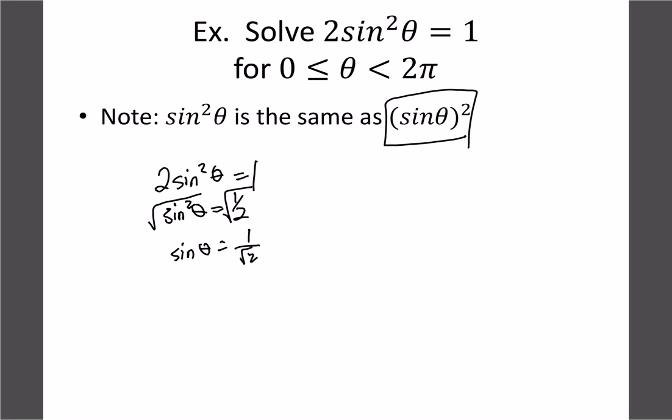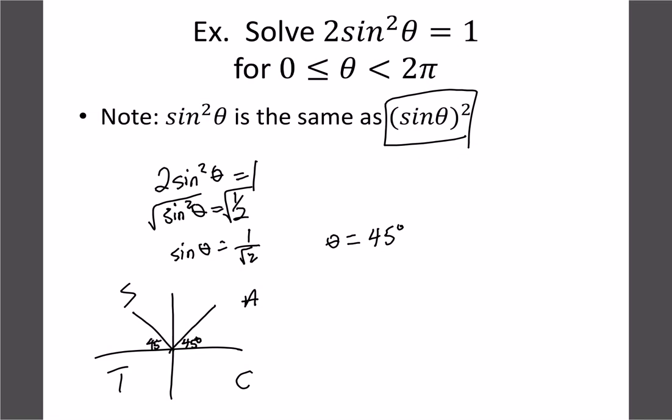So we know from our special triangles that a 45-degree angle gives us a sine of 1 over root 2. So one of our angles is going to be 45. You could use your calculator. You could go second sine 1 over root 2. That would give you the 45 degrees as well. And our other quadrant would be 45 in quadrant 2. So that would be 135 degrees. So there's our two solutions.